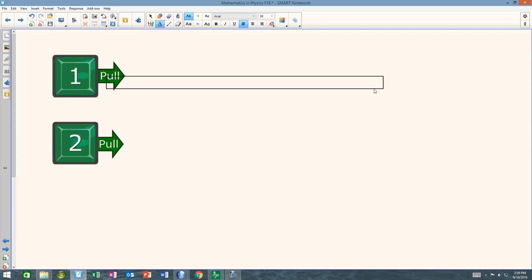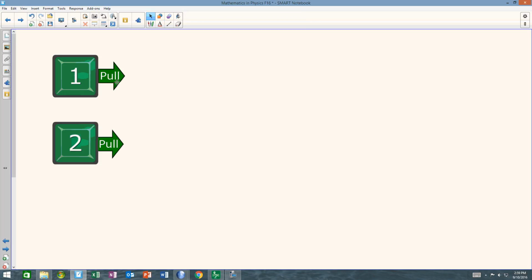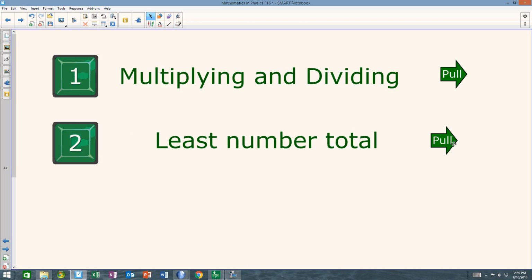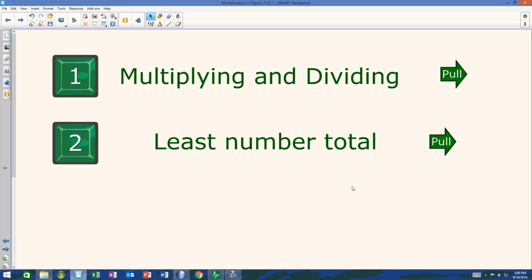Okay, so now what we're going to do is look at multiplying and dividing. Multiplying and dividing numbers with significant digits is really, really easy, because you're looking at the total number, and you're looking at which one has the least number of sig figs, and that's what you end up with for your answer. So multiplying and dividing is really easy. It's adding and subtracting that's really hard.